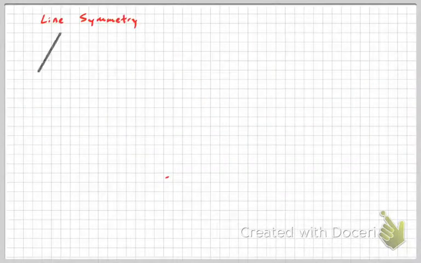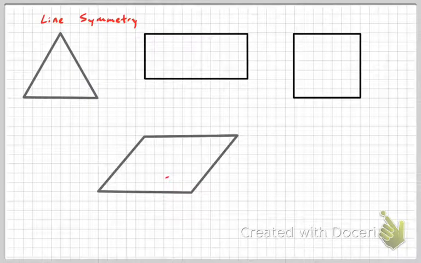So let's go ahead and look at these shapes here. Okay. So first thing I want you to note is that this triangle is what we call equilateral, meaning all three sides are the same. This is a rectangle, which means the top and the bottom are congruent, and the left and the right are congruent. The next shape is a square, so we know all four sides are congruent.